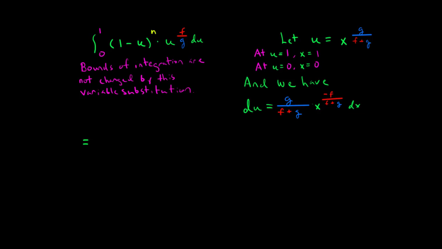So now I can rewrite my integral as follows. The integral from 1 to 0 of (1 minus x to the g over (f plus g)), that's my variable substitution right there, close parentheses, to the n times, again subbing in, x to the g over (f plus g), all to the power of f over g.